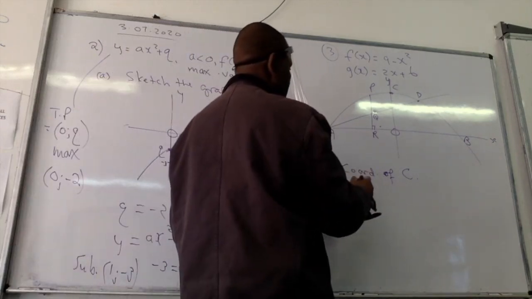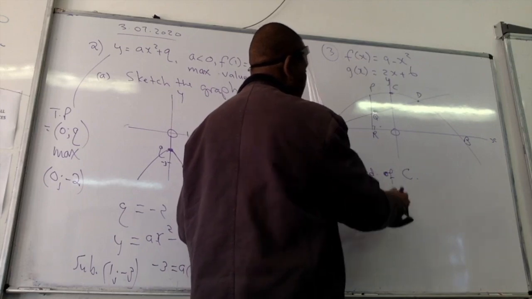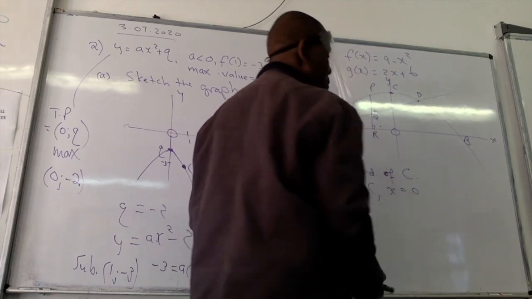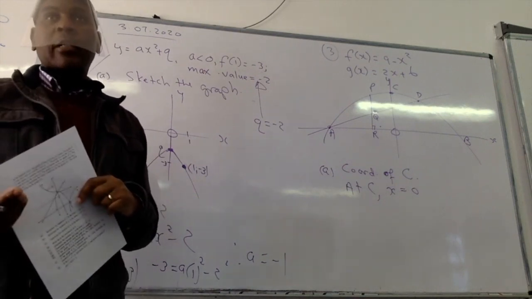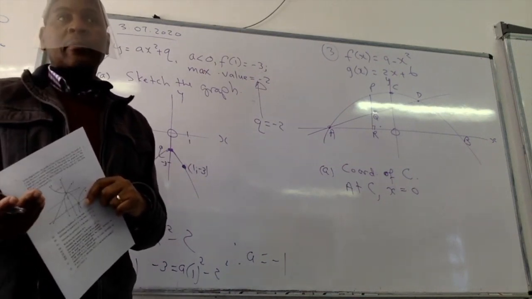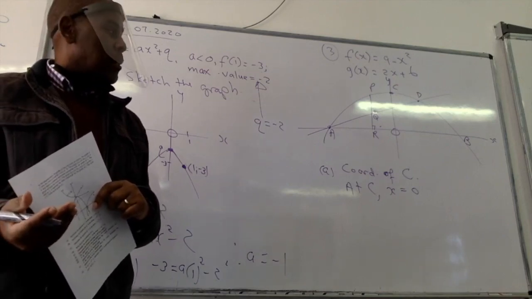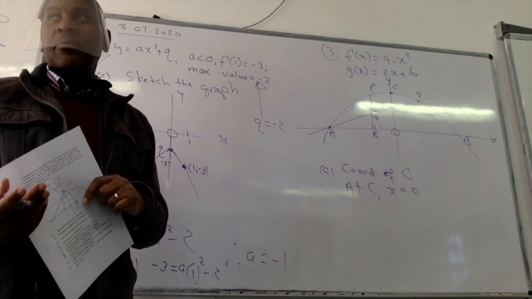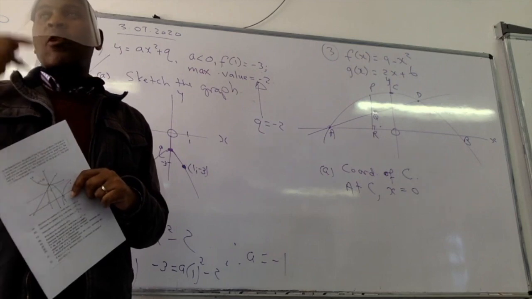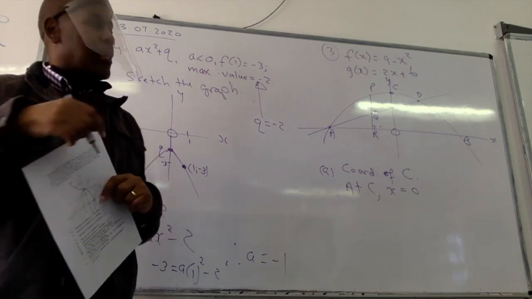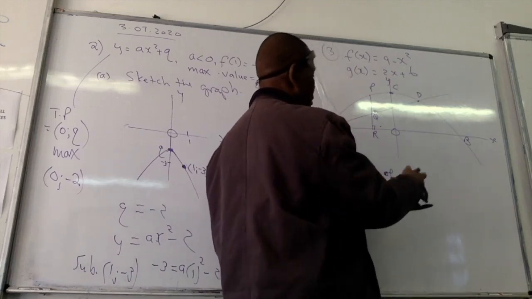What we are saying is, at C, we know that x is equal to 0. How do I know that x is equal to 0 at C? Because C is on the y-axis, right? And the equation of the y-axis is x is equal to 0. So at C, x is equal to 0.